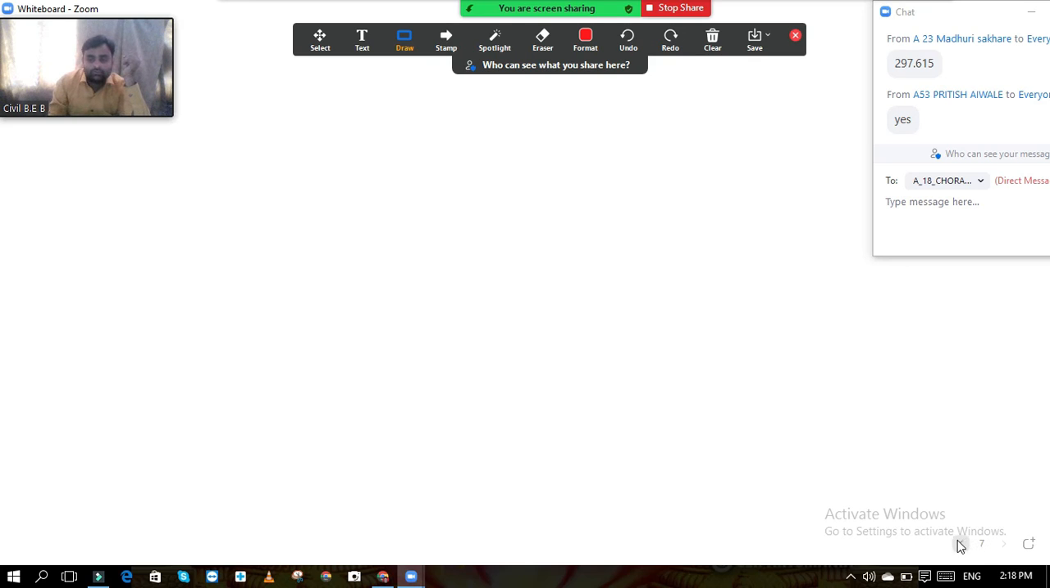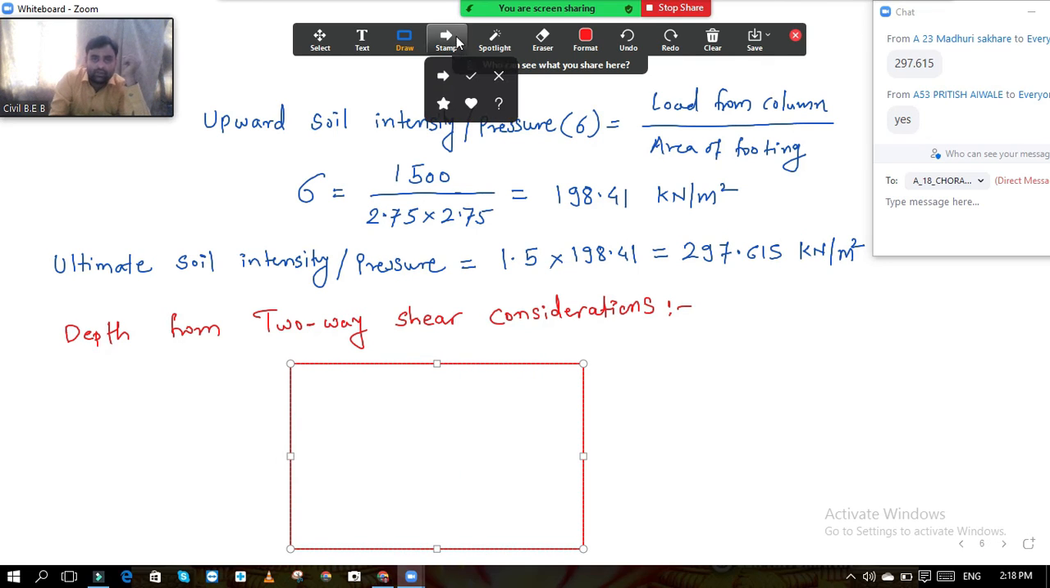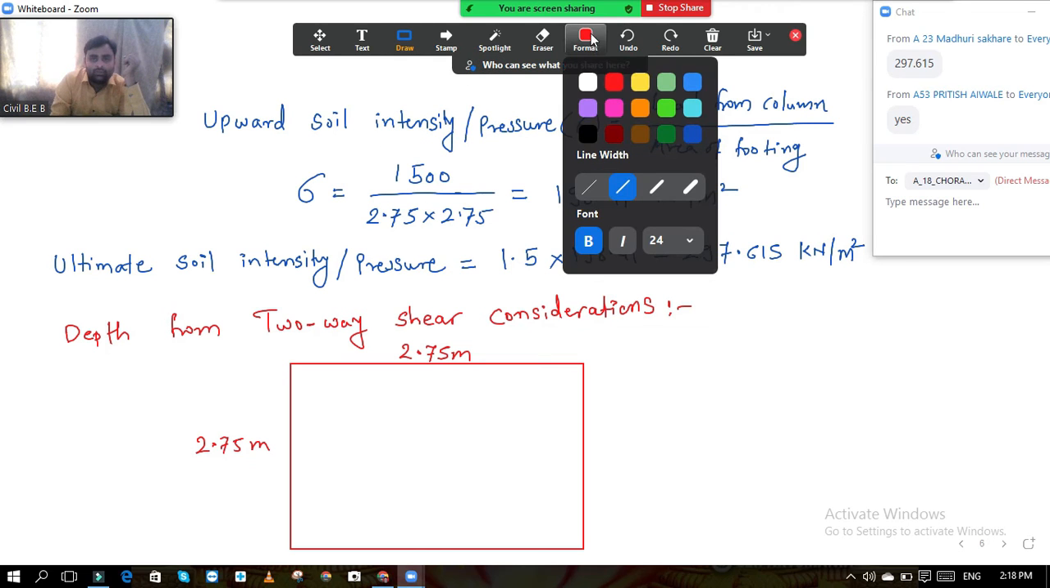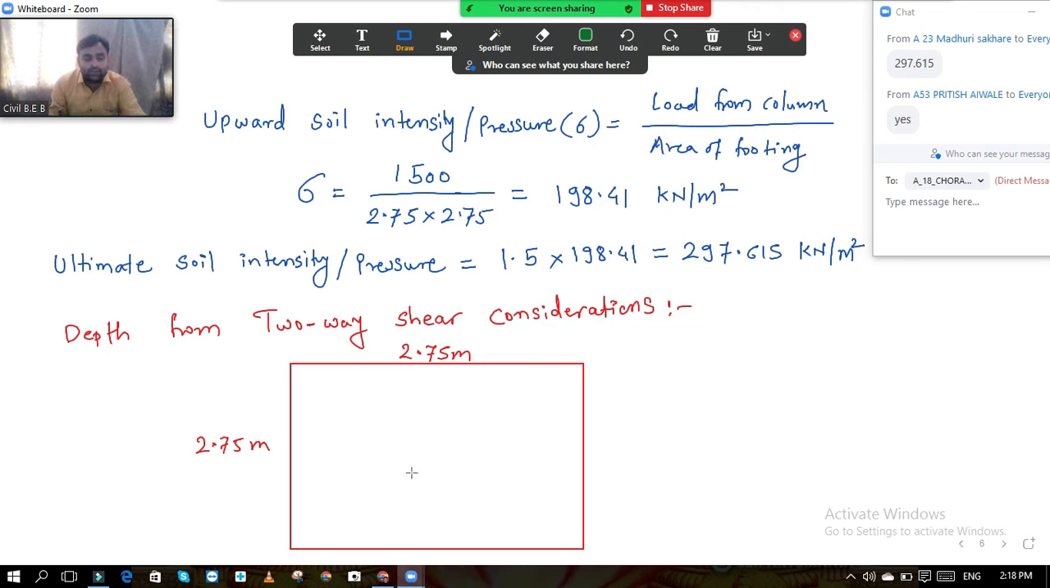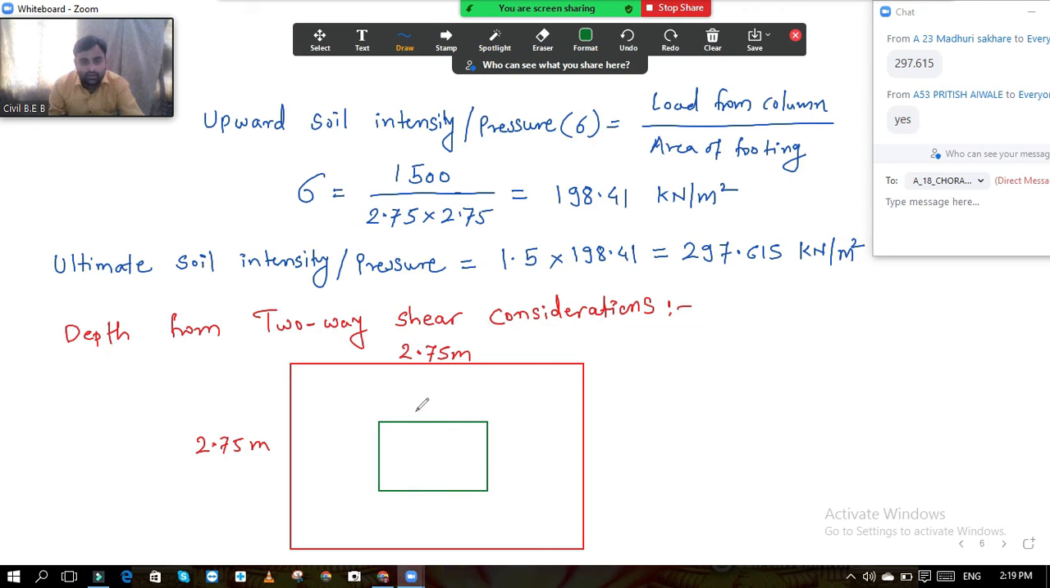Suppose this is our footing, this huge size whatever you are seeing. What are its dimensions? It is 2.75 meter by 2.75 meter. In this footing I will now draw the column. You know the dimensions of the column, it is given in the numerical. It is 500 mm by 500 mm, so again a square column. 500 mm means 0.5 meter by 0.5 meter. This is the size of this column.